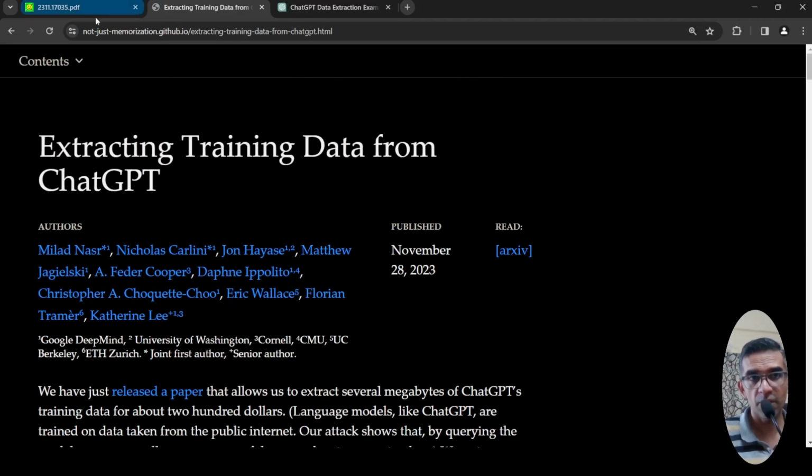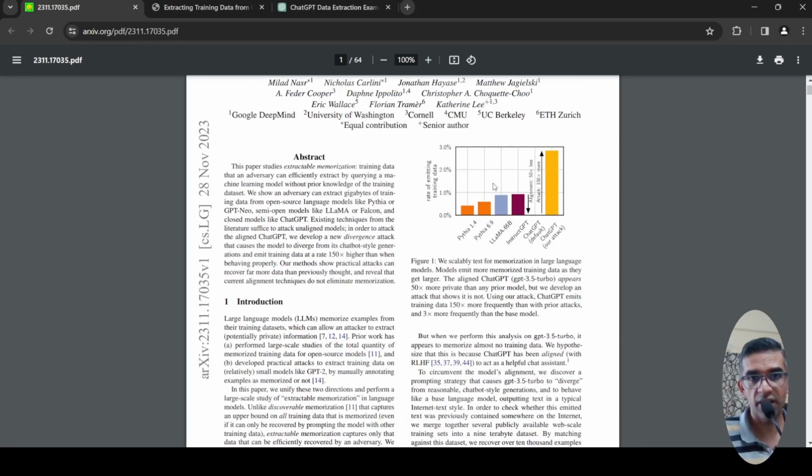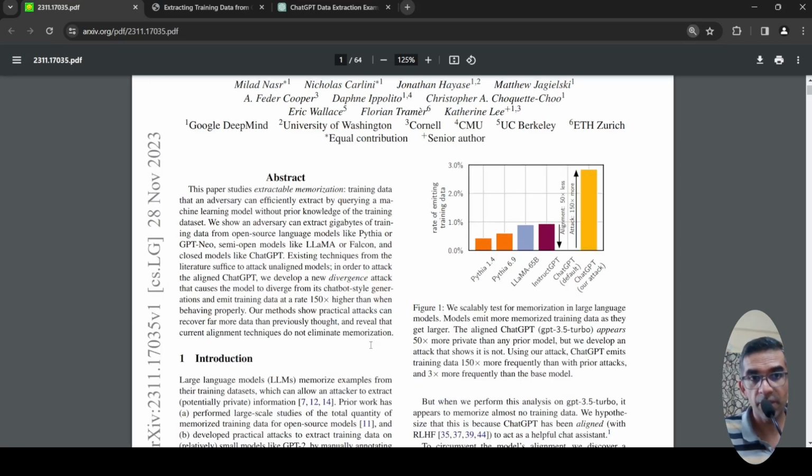In this particular paper, "Scalable Extraction of Training Data from Production Language Models," they explain how they did this. What they are saying is that this is called extractable memorization: training data that an adversary can efficiently extract by querying a machine learning model without any prior knowledge of the training data set. They say that an adversary can extract gigabytes of training data from open source models like Pythia and GPT-Neo, semi-open models like LLaMA or Falcon, and closed models like ChatGPT.